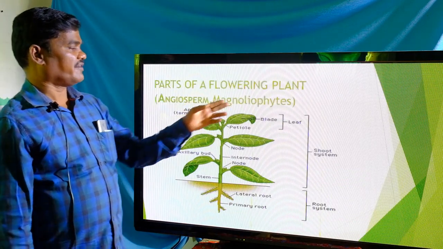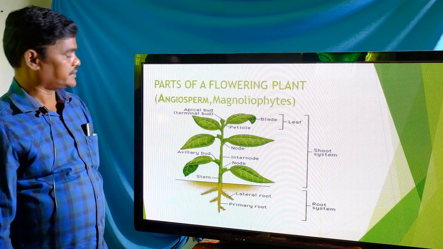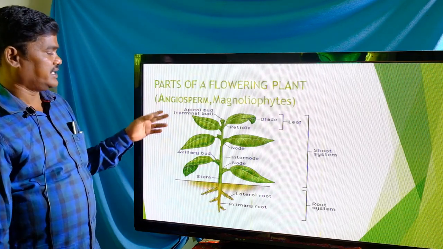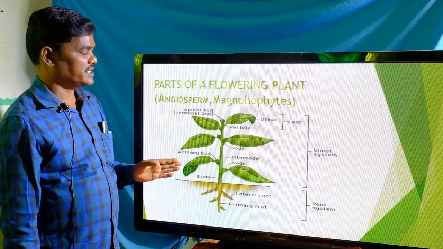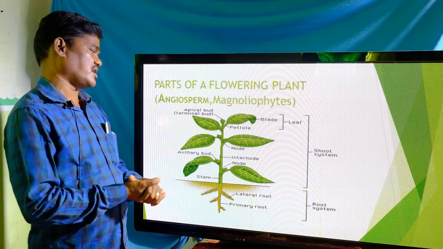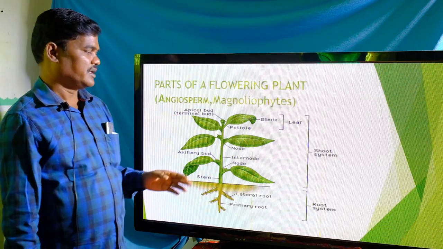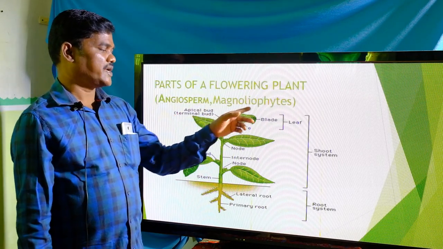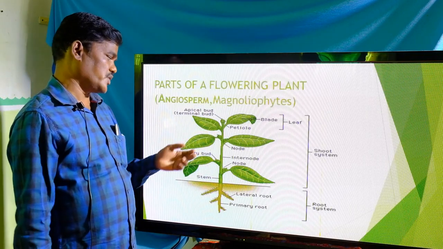Parts of a flowering plant. This is very important. If you take the full plant, we will see that diagram. This is angiosperm. Angiosperm means it produces a seed within a cover, that is called angiosperm, and flowering plants are also called angiosperms. It is otherwise called magnoliophytes. Magnoliophytes means seed producing plants.